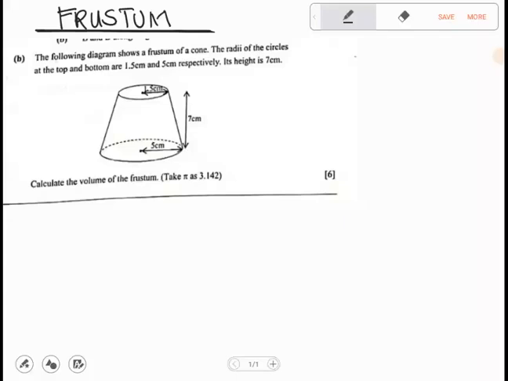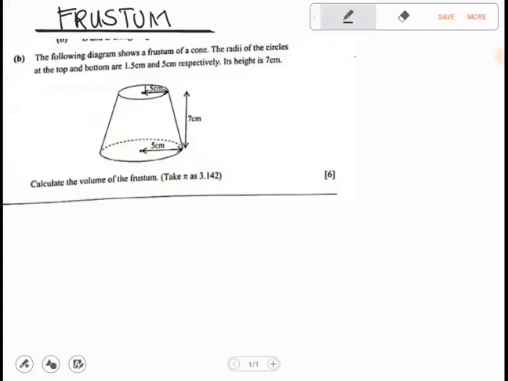Okay, so welcome to this video. In this video we are going to look at finding the volume of a frustum, and the question says the following: the diagram shows the frustum of a cone. They've given us the radii for the upper circle and the lower circle, and the height of the frustum has been given as 7 centimeters, and pi has been given as 3.142. How do we find the volume of the frustum?